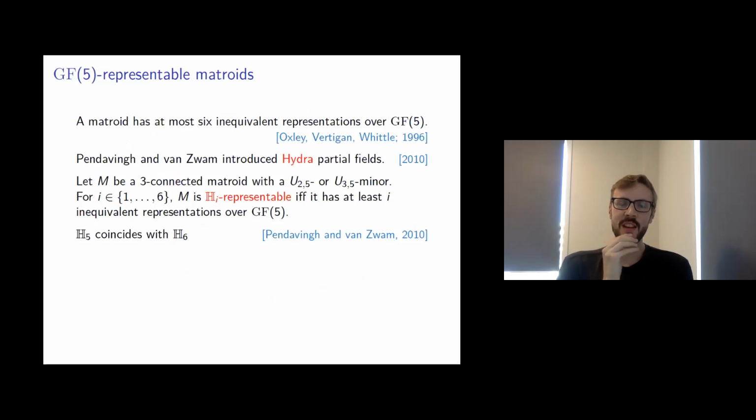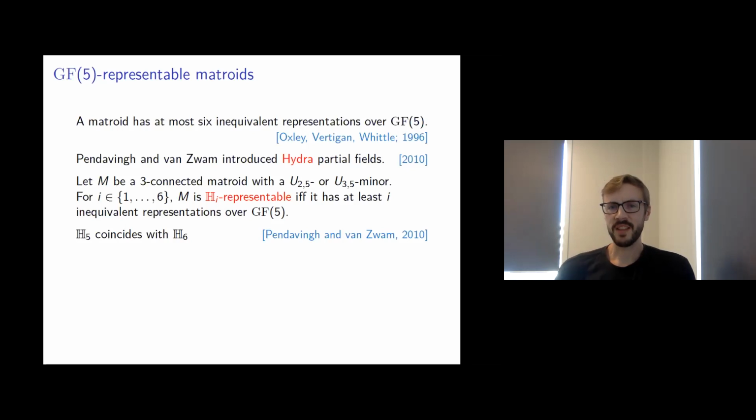How about these Hydro5 representable matroids? So we're going back into the world of representability over a single field here, in particular this problem of GF5 representable matroids. And so it's known that you can have at most 6 inequivalent representations of a matroid over GF5. And Rudi Pendavingh and Stefan van Zwam introduced this hierarchy of Hydro partial fields, where essentially what we're saying is that you're representable over the Hydro I partial field if and only if you have at least I inequivalent representations over GF5.